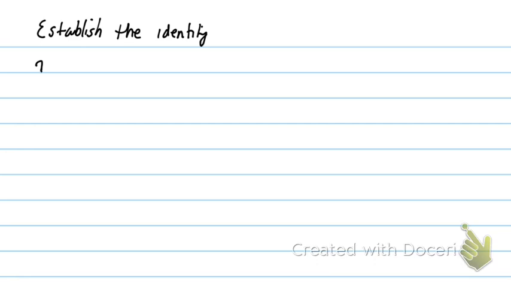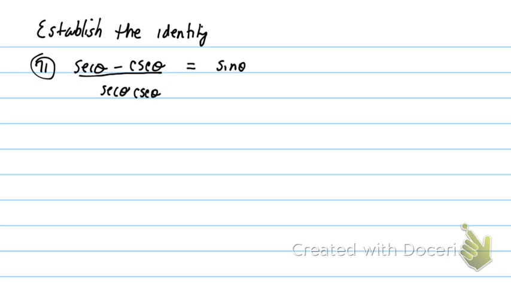So this is question 71. Yeah, this is not going to be hard. So secant theta minus cosecant theta over secant theta cosecant theta. And they want us to show that that's the same thing as sine minus cosine. I don't know, this looks like you could go either way here. I think it's about equal difficulty, to be honest with you.